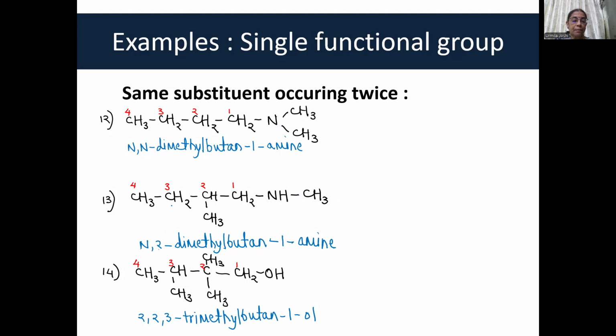If there are 3 same groups, look at this. This is butanol. Okay, at 2 position, there are 2 methyl groups, and at 3 position, there is 1 methyl group. So 2,2,3-trimethyl butanol. Okay, since there are 3 methyl groups, tri. So how does it go? Di, tri, tetra. Okay, if there are 4 methyl groups, you will use a prefix tetra.